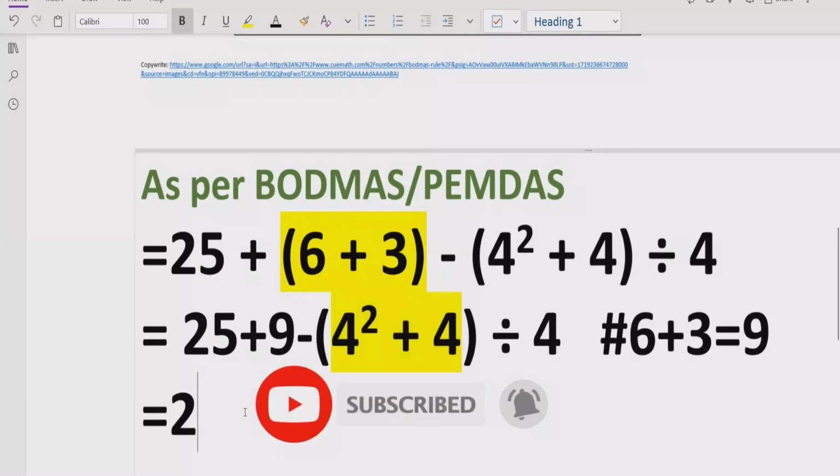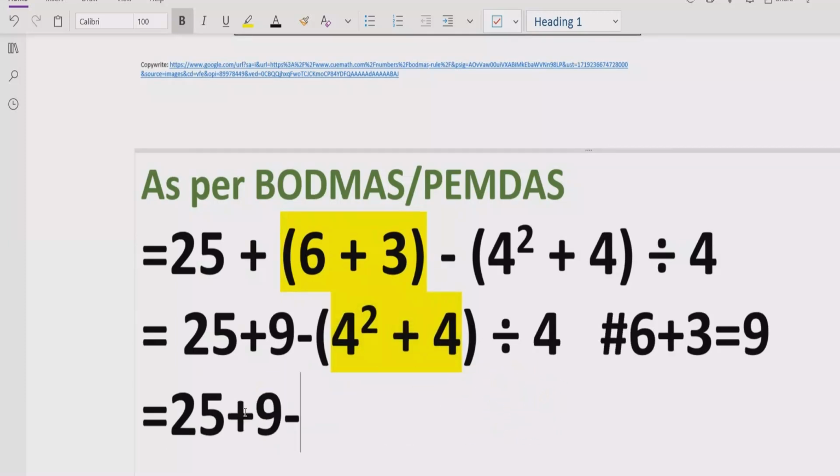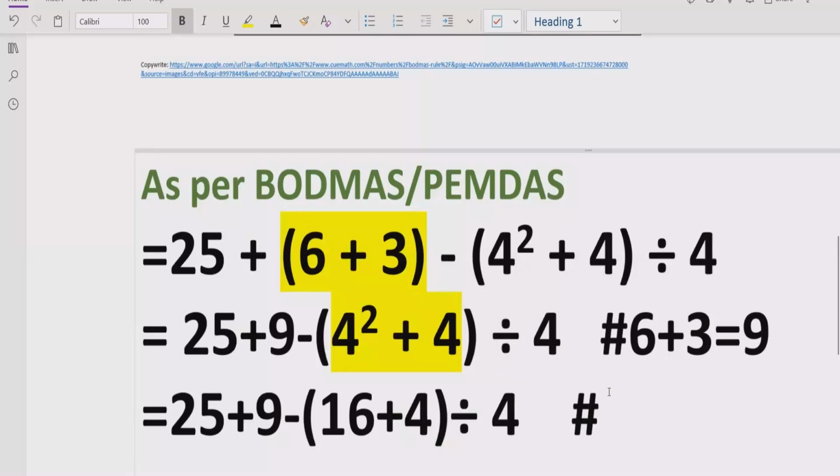So here we will write 25 plus 9 minus 4 raised to power 2 equals to 16. Basically 4 multiplied by 4, we will write 16. And plus 4 we will write as it is. And here we will give the reference 4 raised to power 2 equals to 16. And this is raised to power.